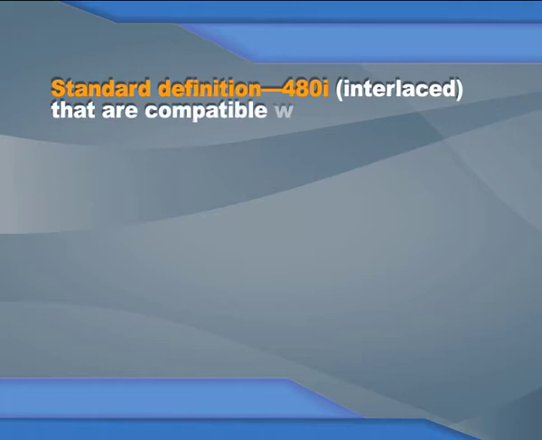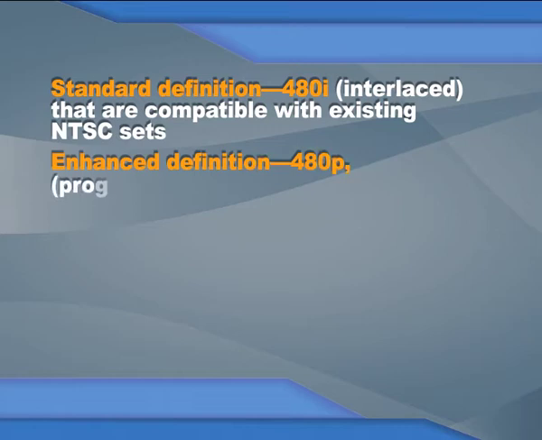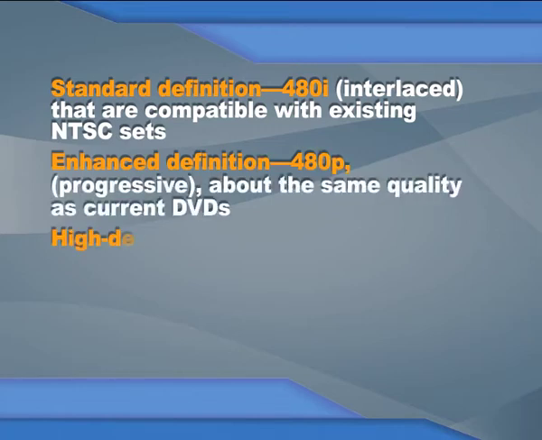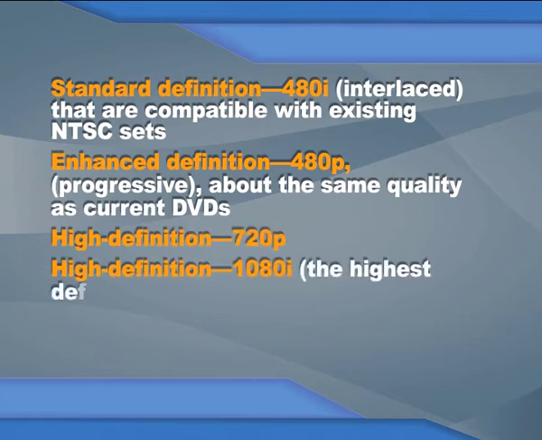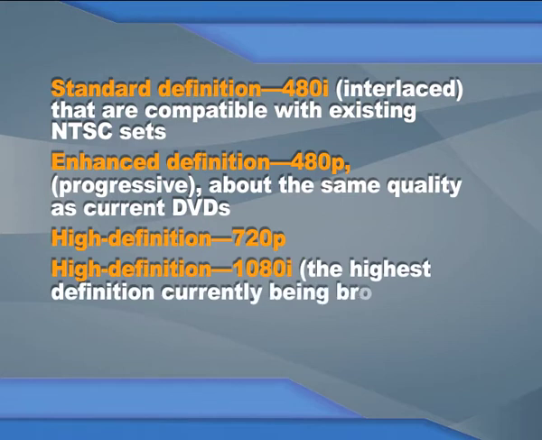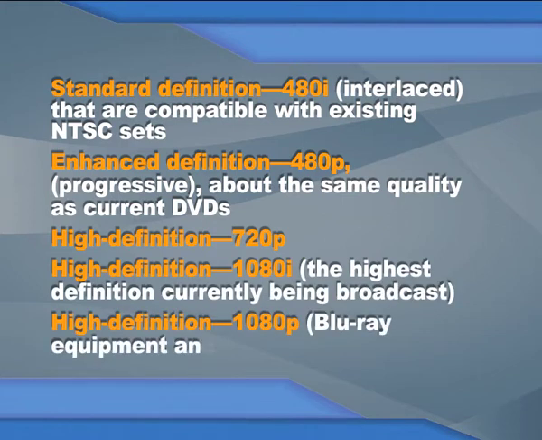These include standard definition 480i, interlaced, that is compatible with existing NTSC sets; enhanced definition 480p, progressive, about the same quality as current DVDs; high definition 720p; high definition 1080i, the highest definition currently being broadcast; and high definition 1080p, used by Blu-ray equipment and a few cable operators.